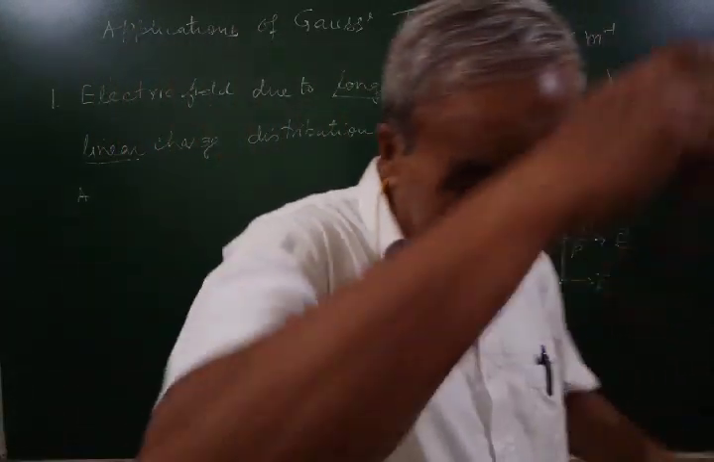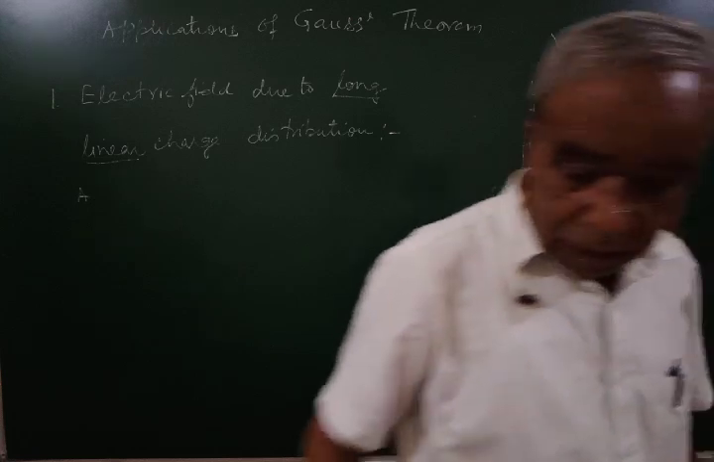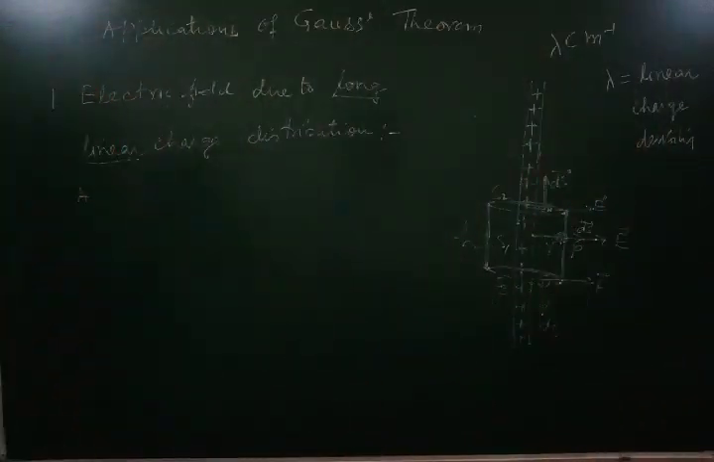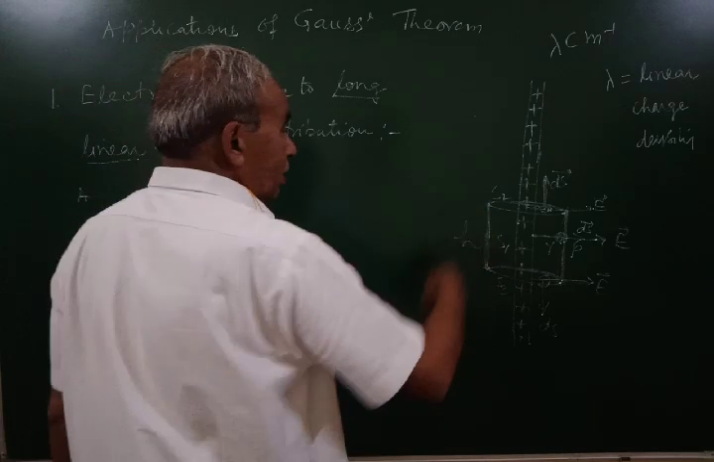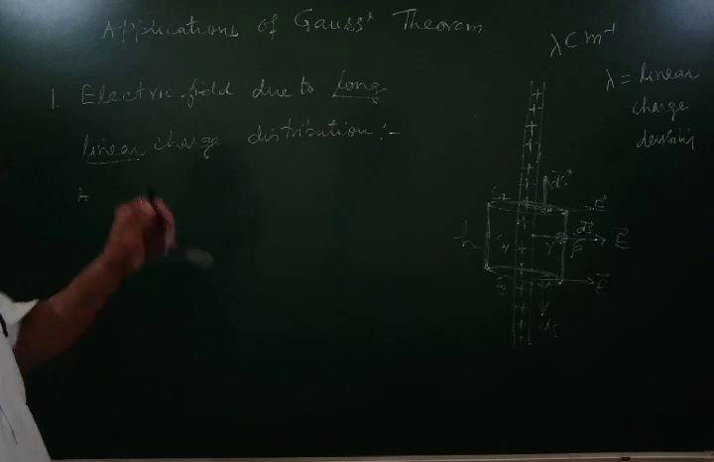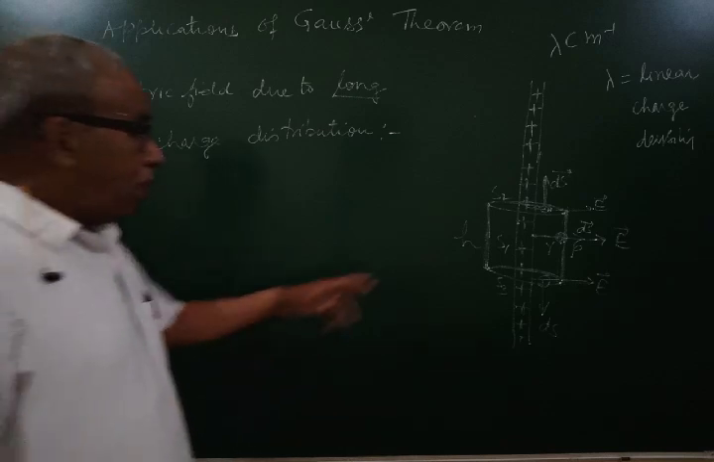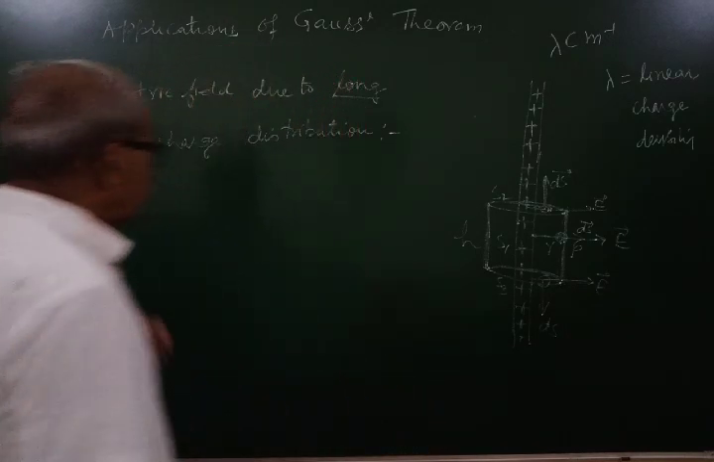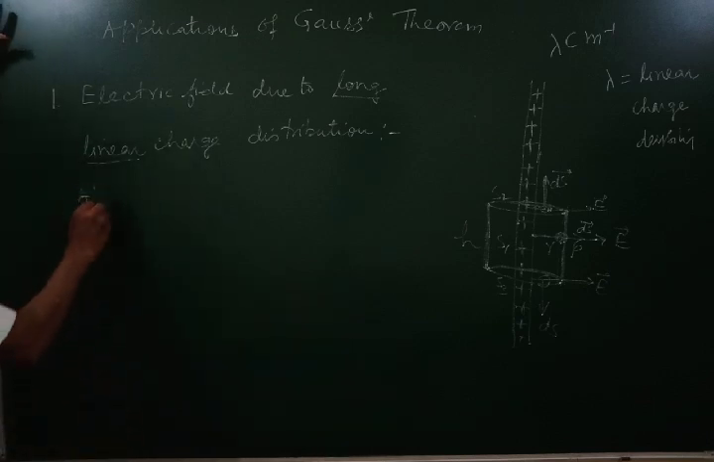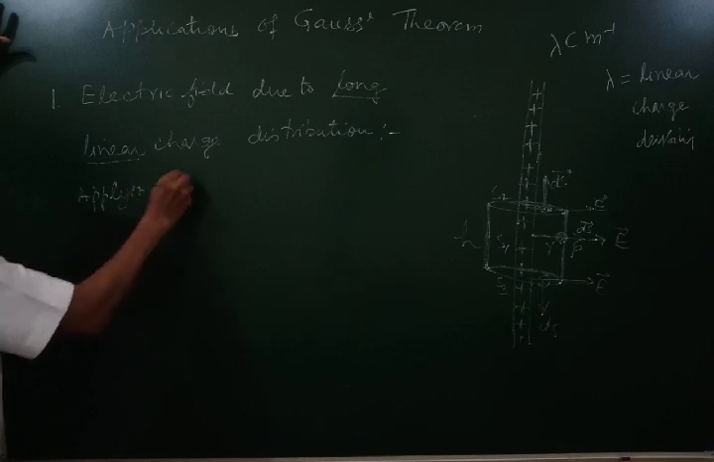Let in the figure we have a long linear charge distribution, having lambda coulomb charge per unit length, per meter of length, and lambda here equals the linear charge density. To find the electric field at P, we imagine a closed Gaussian surface, a cylinder of height h and radius r. Now applying Gauss theorem to this.